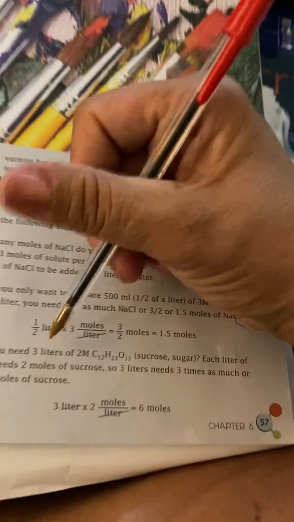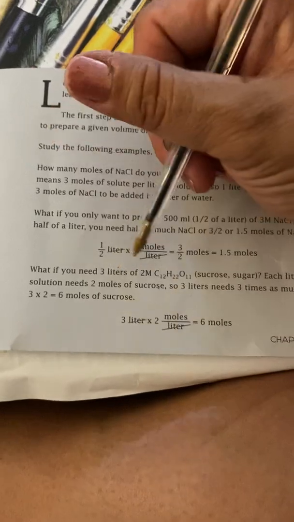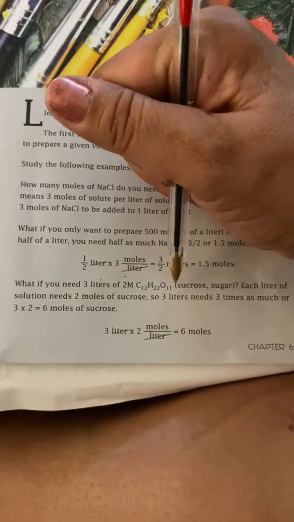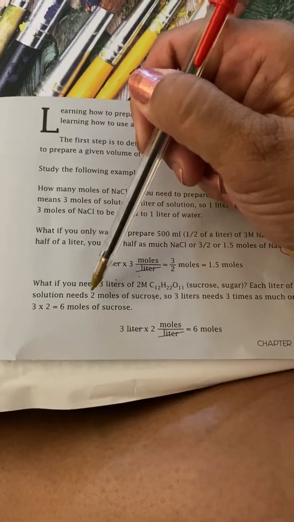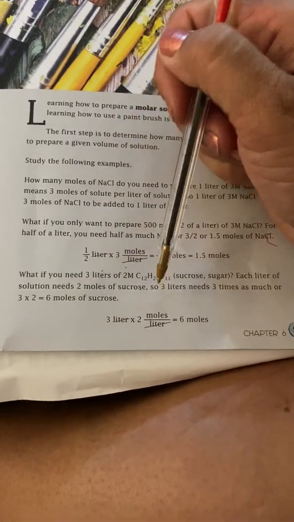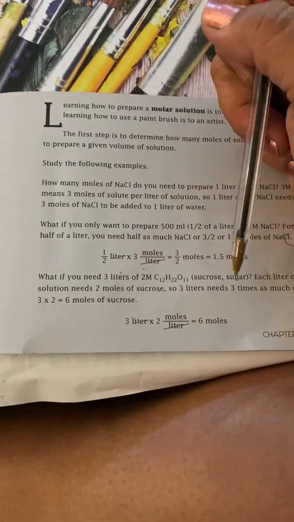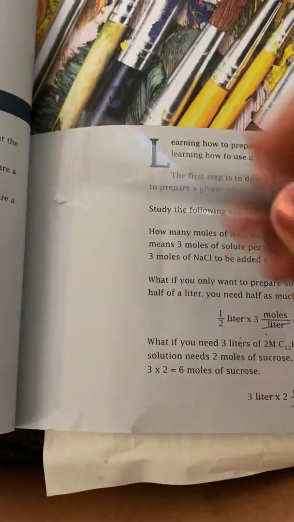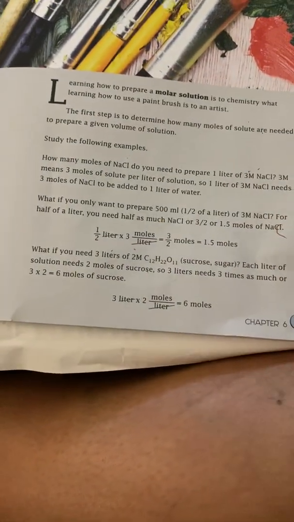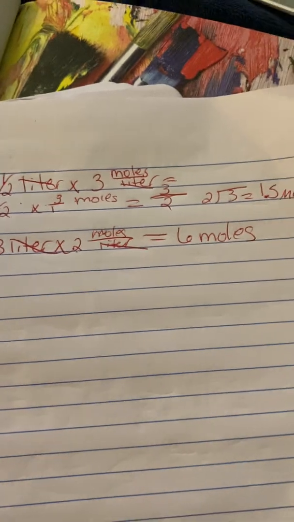Okay? So if you have 3 liters of a 2 mole sugar solution, each liter of solution needs 2 moles of sugar. So you're going to do 3 times 2, okay? I would go ahead and write that on a sticky note because you understand it by reading it. And I would read it out loud if you're having problems comprehending this. Okay? You see the math?